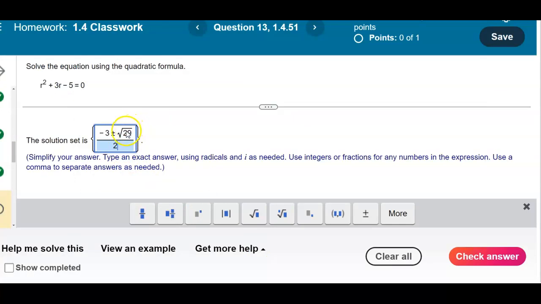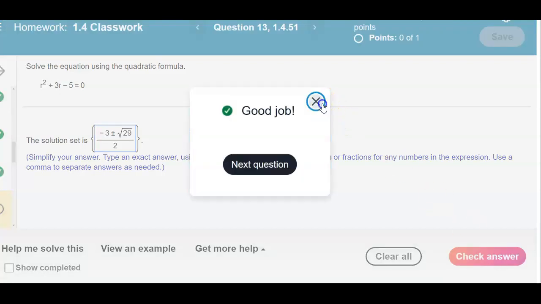And the square root of 29 is not a perfect square. We can't break that down any further. So let's check our answer. And there is our result.